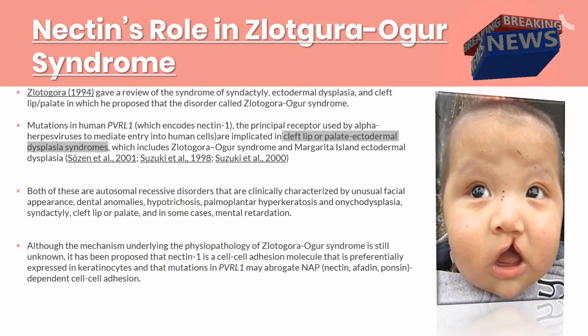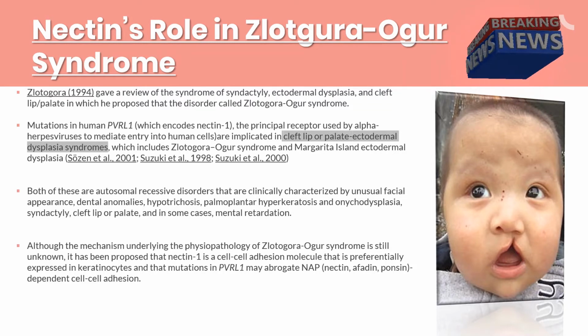Now nectin's role in Zlotogora-Ogur syndrome, we'll talk a little bit more about that. Zlotogora gave a review of this syndrome of syndactyly, ectodermal dysplasia, and cleft lip palate, which he proposed the disorder be called Zlotogora-Ogur syndrome. Mutations in the human PVRL1 gene, which is the principal receptor used by alpha herpesviruses to mediate entry into human cells, are implicated in cleft lip or palate ectodermal dysplasia syndromes, which include Zlotogora-Ogur Syndrome and something very related called Margarita Island ectodermal dysplasia.